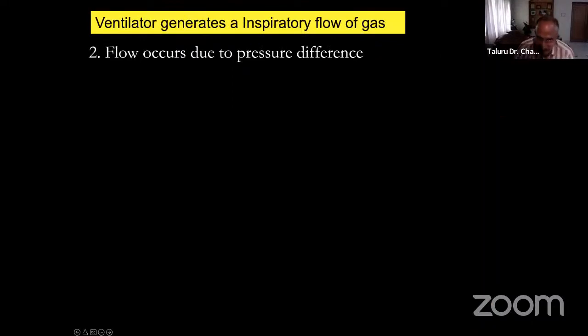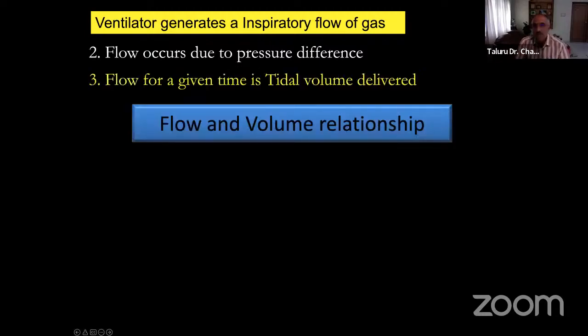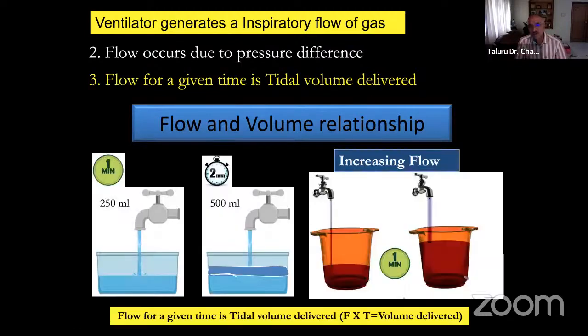So I have said in the last session also that the ventilator generates just the inspiratory flow of gas. It doesn't do anything other than that. And flow occurs only when there is a pressure difference. Flow for a given time is the tidal volume delivered, and this I have already shown you. So you can alter the delivery of tidal volume by increasing the peak inspiratory flow or increasing the time.